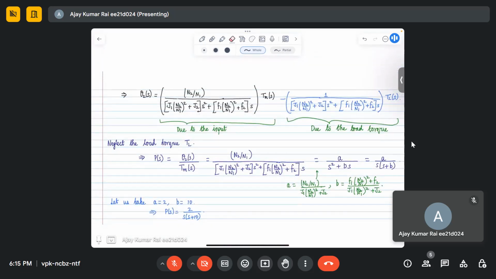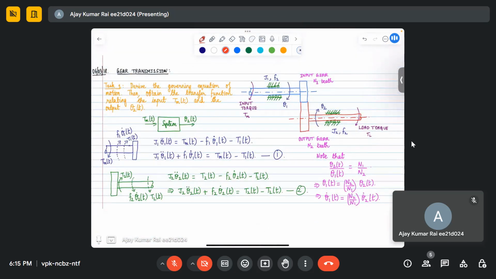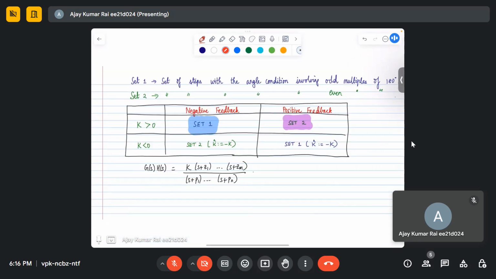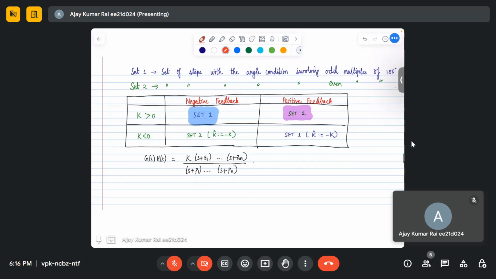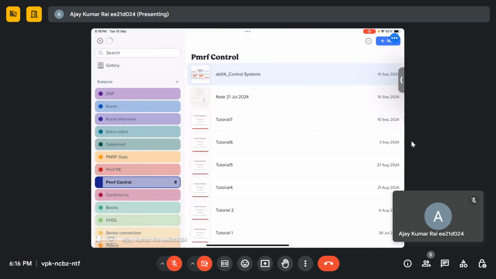So any doubt for week 7 in the theory part? In today's tutorial I'll be covering questions on root locus, not the modeling. I think for this gear transmission the questions will be in tutorial 8. So any doubt you have based on root locus for the negative feedback, positive feedback, or any value of k? Any doubt? Okay, I'll go to the questions.